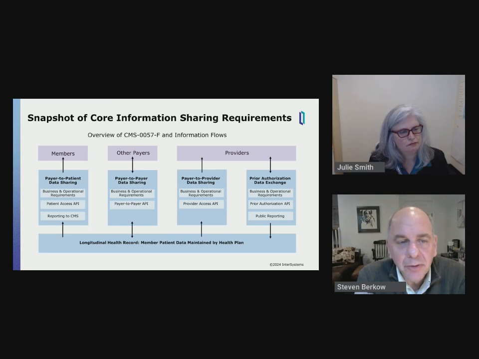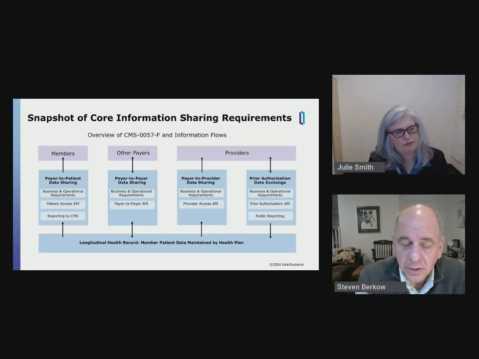But up at top are the end users of this. And I think one thing that all plan leaders have to keep in mind is that 0057 is not just obligating you to support APIs. It's actually building an API where you're also the end user, and that is the other payer. It is, in effect, requiring the sharing of clinical information that is critical to effective care planning and care management as members move from plan to plan. So a real opportunity here if you embrace the fact and remember, hey, we're also in effect the other payer.